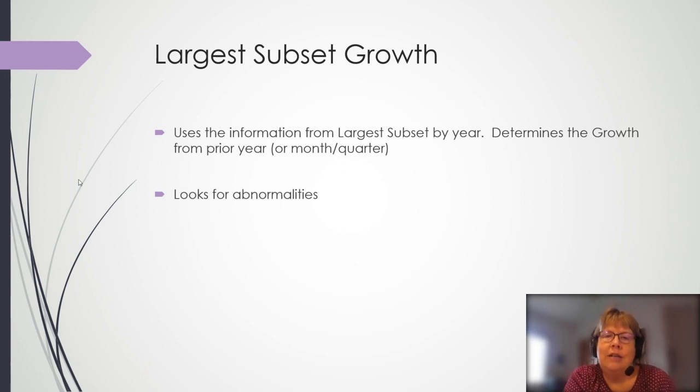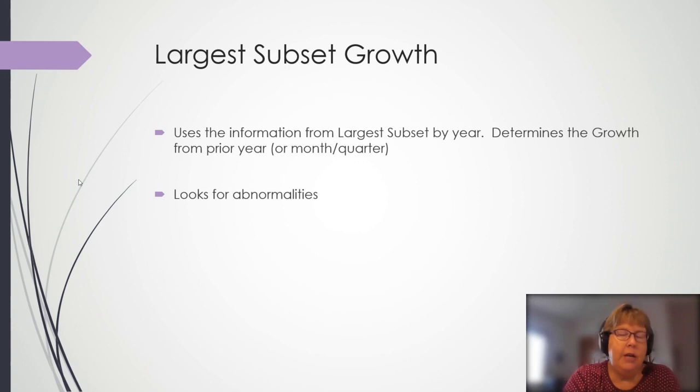And the last test is the largest subset growth. Here we're looking at the amount of growth from the prior year. So if the prior year is 0, we're going to eliminate those. And we're looking at things that went from we're spending $5,000 with them, and now this year it's $50,000.